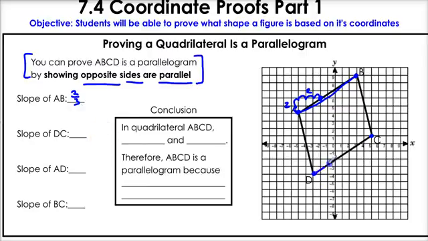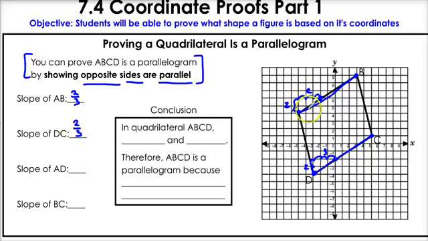Now let's find the slope of DC and see if it's parallel. Once again, I'll find 2 points. I got a point here and a point here. So I'm going to count. It goes up 1, 2, and then over 3. 2 and 3. So once again, my slope of DC is 2 over 3.